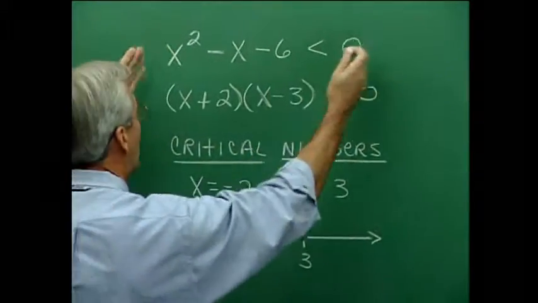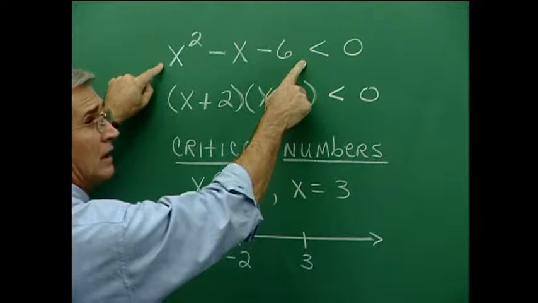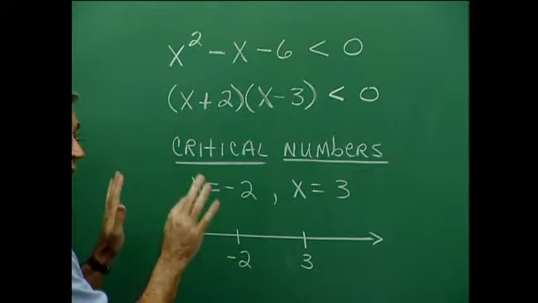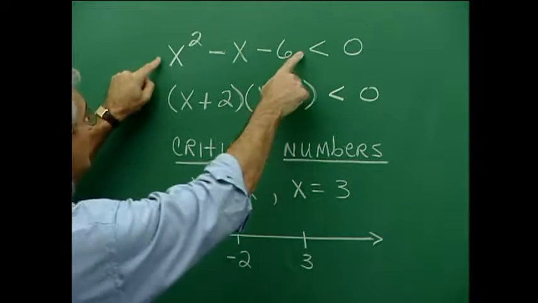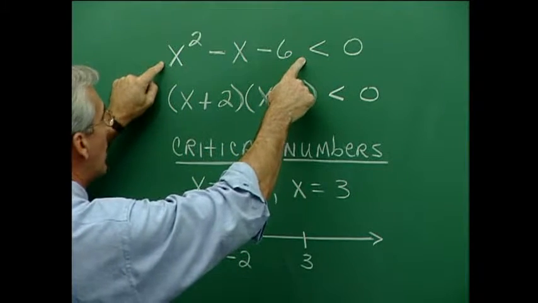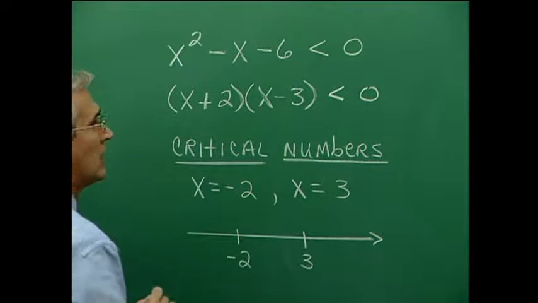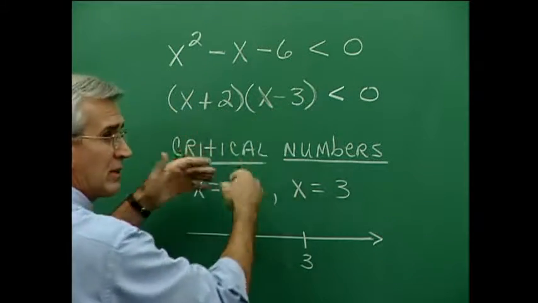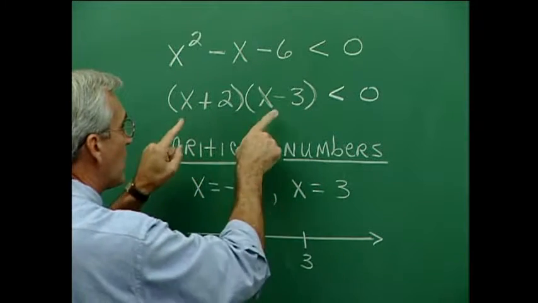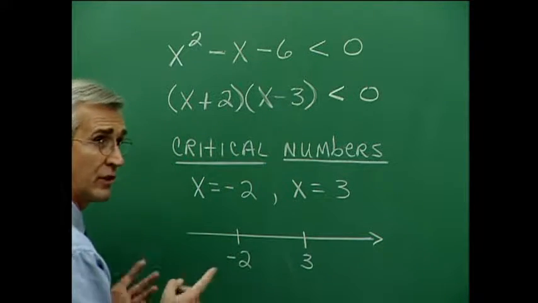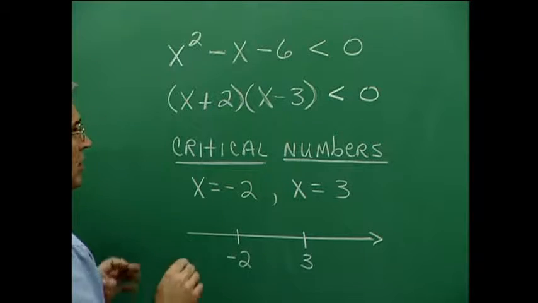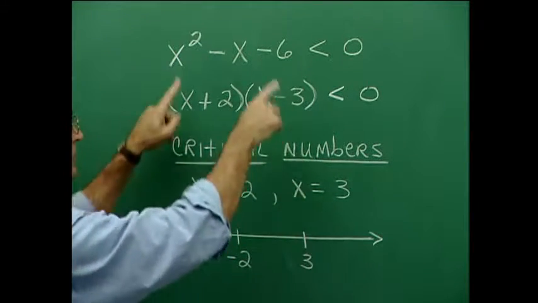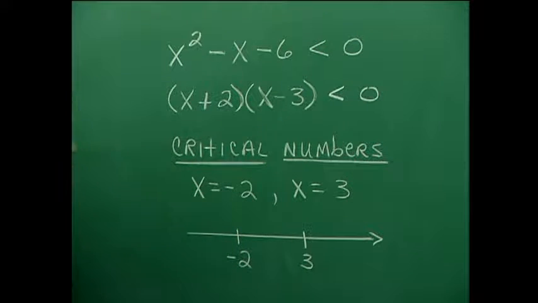Here we have an inequality that involves a quadratic polynomial. We start the whole process of solution by factoring our polynomial part, so we get these factors. Now, the zeros of these factors, that is the values of x that will cause each factor to become 0, are not solutions, but they're called critical numbers in this process. And I'll tell you why they're critical in just a minute.